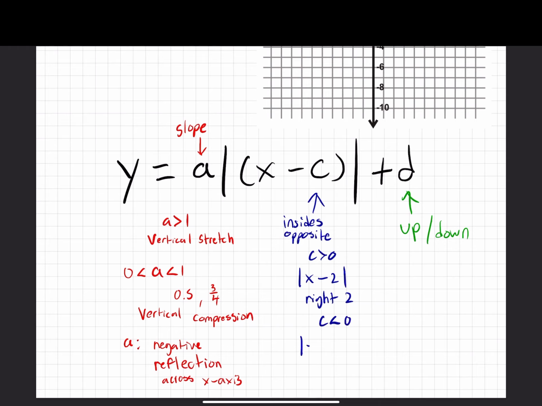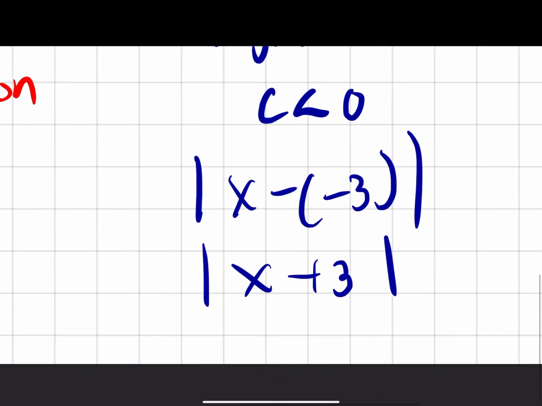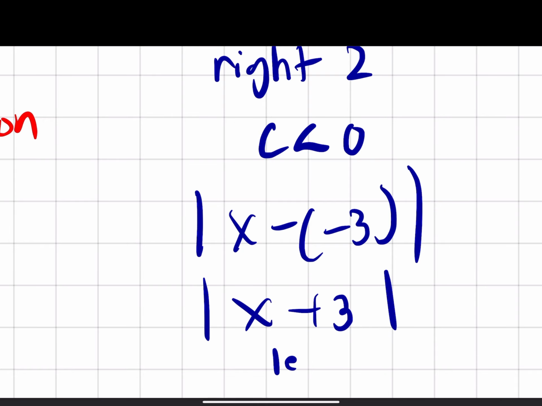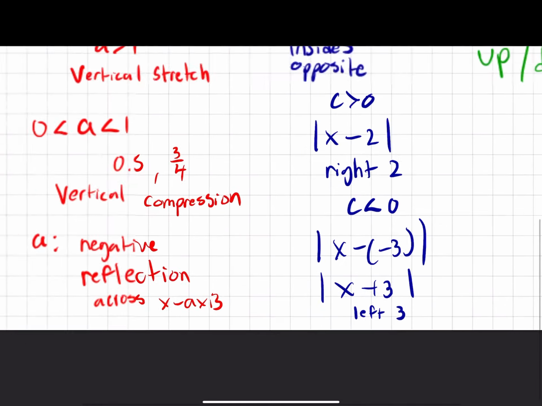Whereas if I plug in a negative number, like c is less than 0, then that would be x minus a negative number, like negative 3. And we know that minus a negative is the same as x plus 3. But initially we plugged in a negative value. I'm moving left 3 in this case.